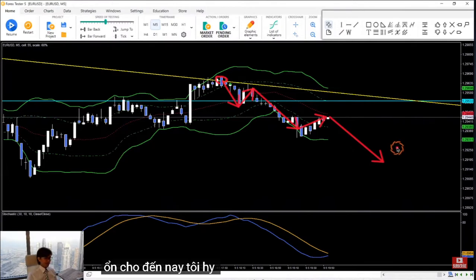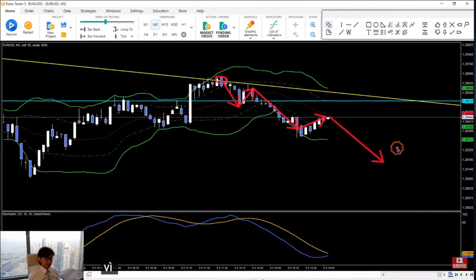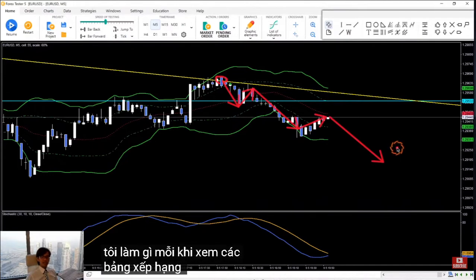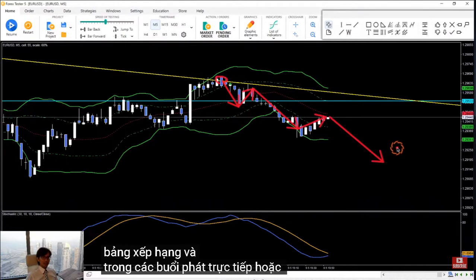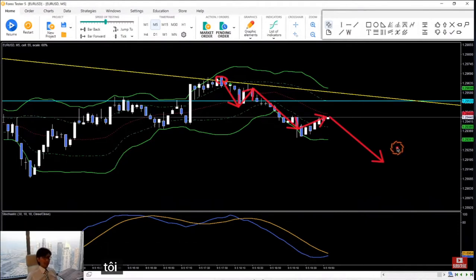Okay so far? I hope it's clear so far. Because this is basically what I do every time I screen the charts, and during my live streams or video sessions on my YouTube channel, based on this concept, I give you my analysis.